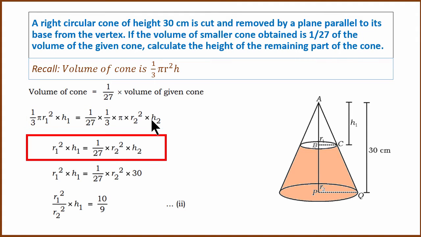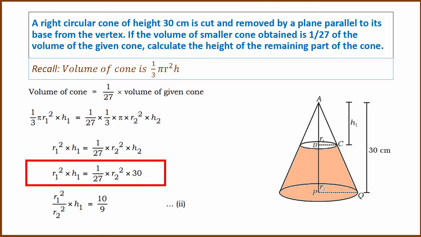What's the next step? If you simplify, you can cancel pi by 3 on both sides, which is the same on both sides. And you're left with R1 square H1 equals 1 by 27 R2 square H2. If you simplify this further, by doing substitution for the value of H2, we get 30, because the height of the overall cone is 30 centimeter.